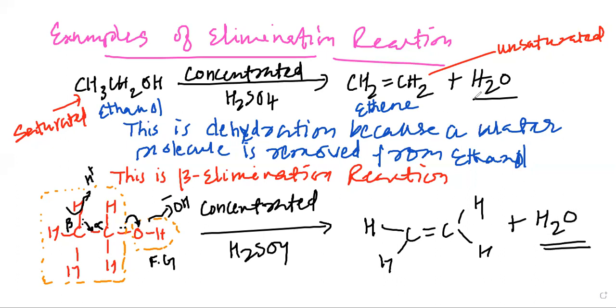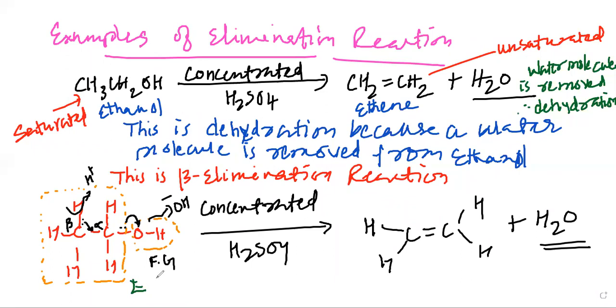As a water molecule is removed, this process is known as a dehydration process. So we can mention here that a water molecule is removed. Therefore, this reaction is known as a dehydration reaction. So this is how, my dear students, from ethanol we get ethene. Please remember, this is a very important example of an elimination reaction.